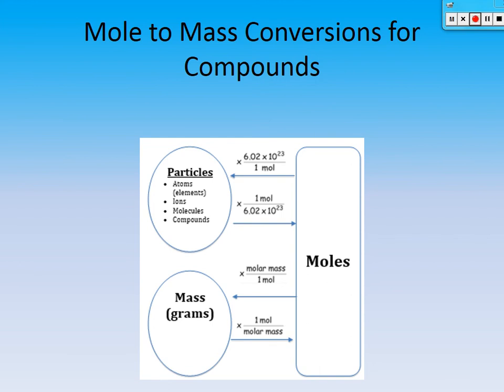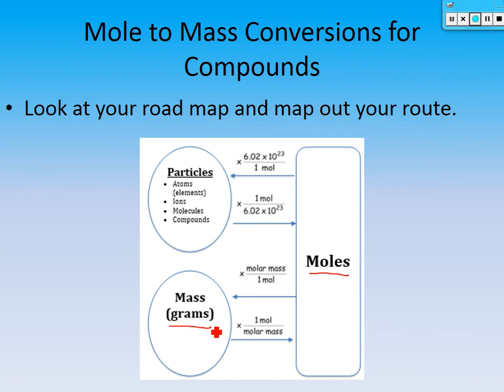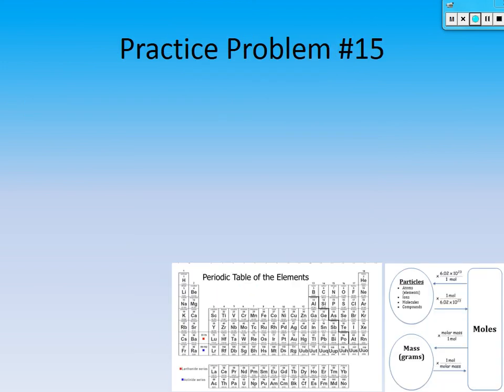Okay, now we're going to switch things up, we're going to go from moles to mass for compounds. So we're going to go from here, we're at moles, and we're going to go to mass, but it's going to be for compounds. Again, we're going to do the same thing. We're going to come across, times it by this, and we'll be there. Practice problem 15.